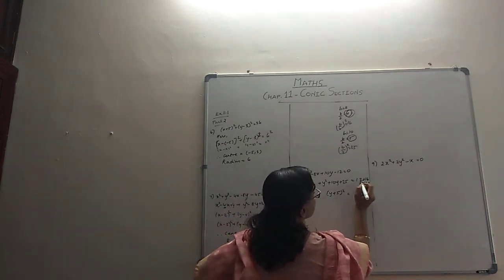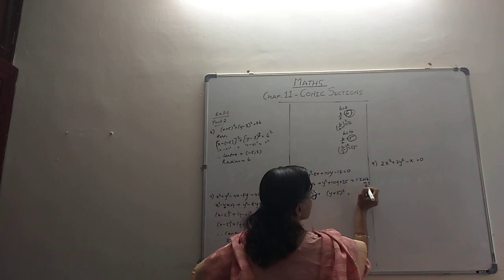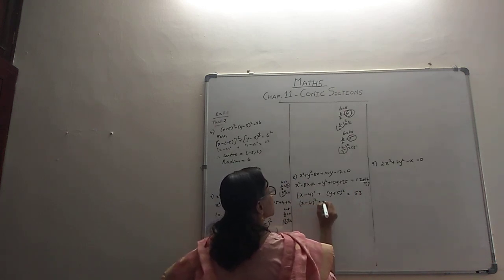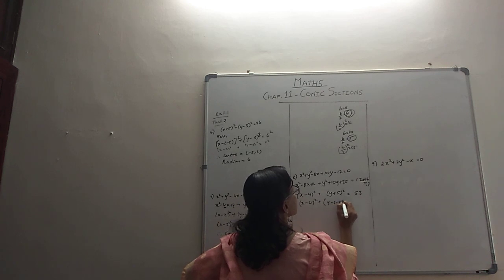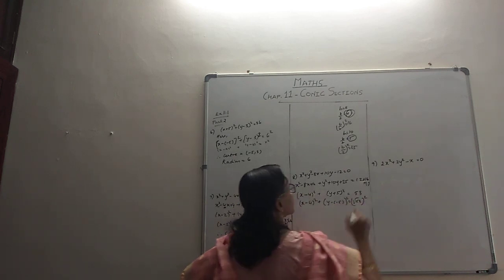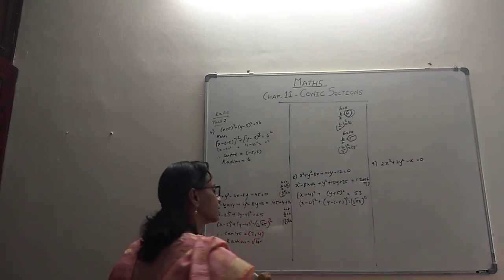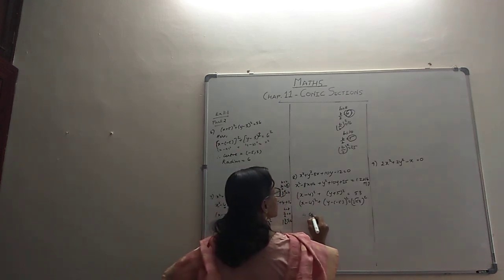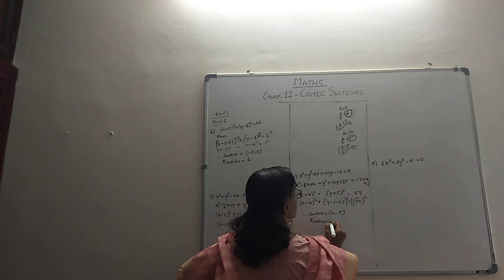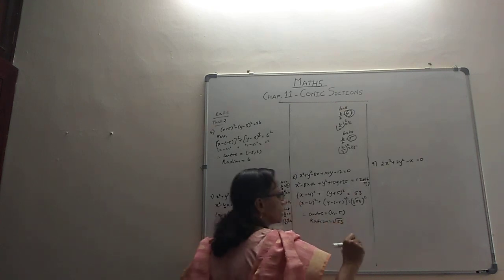And this is now how much? 16 and 12 is 28. 28 and 25 is 53. So writing this is as good as writing (x minus 4) the whole squared plus (y minus of minus 5) the whole squared equal to (root 53) the whole squared. Like that you will be able to get the center and the radius. Therefore the center is 4 comma minus 5 and the radius is root 53. That's about it.